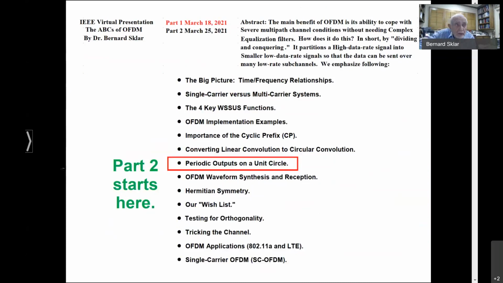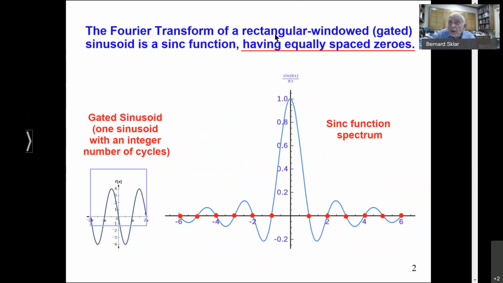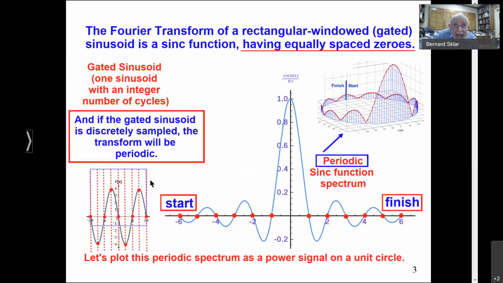So our part 2 really starts right here, about the periodic outputs on a unit circle. The Fourier transform of a rectangular window gated sinusoid, as you see right here in this picture, is a sinc function having equally spaced zeros, as you're looking at right over here. Now you turn the page and you say, if the gated sinusoid that we're starting with is discretely sampled, so we're not taking an analog, we're taking discretely sampled ones, it dictates periodicity. The discrete Fourier transform or inverse transform of a sampled sequence gives us a periodic result.